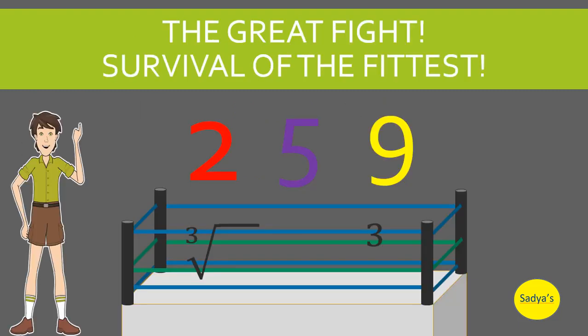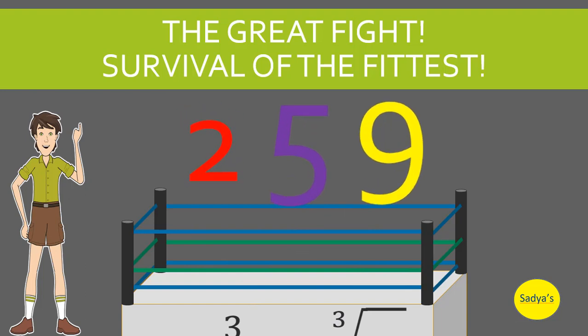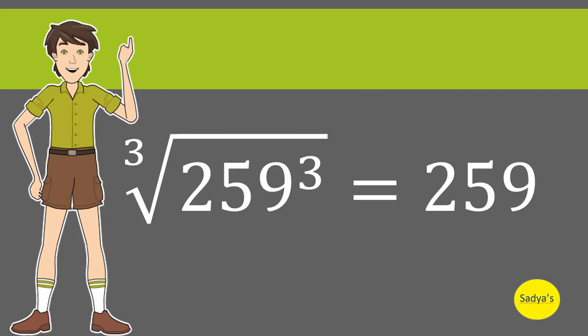At this point, do you remember the great fight between a square root and a square? Who survived? No one. So similarly, when a cube root and a cube fight for survival, they both cancel each other's effect and the numbers are set free. So let's see an example. If we have cube root of 259 cube, then this cube and cube root will cancel each other's effect and we will get 259.